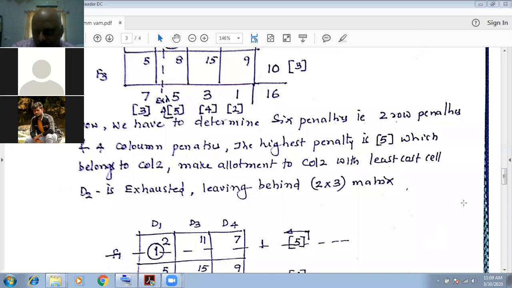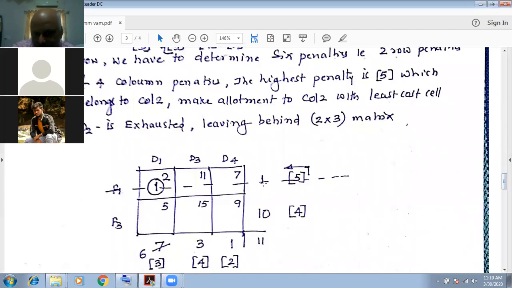Okay, see here carefully. So the capacity of 1 I have written as 1. Originally it is not 1, but at this stage it is 1, because it was originally 6 and the 5 I have already allotted. Therefore, that remaining 1 quantity I am allotting here.